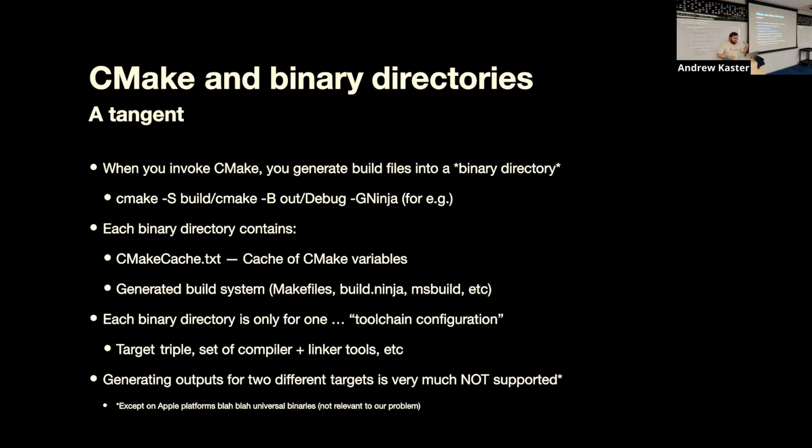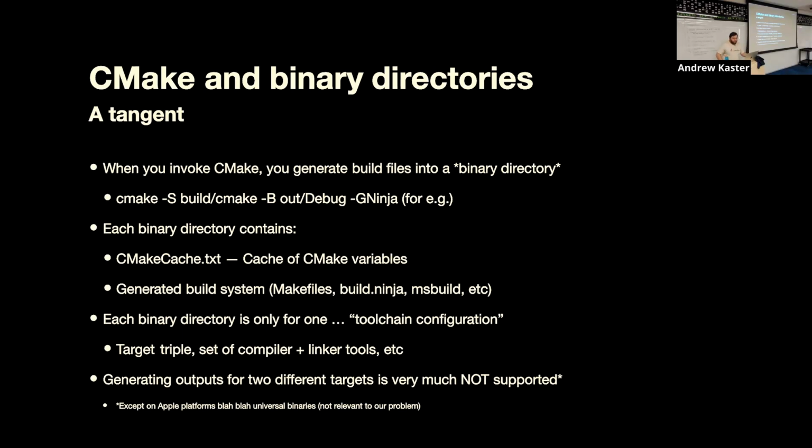So let me give a tangent here to explain why that's the problem, right? When you're running CMake, you generate build files into a binary directory. So if you're running CMake with -B out/debug, it puts your Ninja files in that directory. Each of those contains your CMake cache and your generated build system, whether that's makefiles, build.ninja, MSBuild, whatever. And importantly, each binary directory is for one invocation of CMake, for one, let's call it, toolchain configuration. So that's one target triple, one compiler, one linker, one assembler, right?